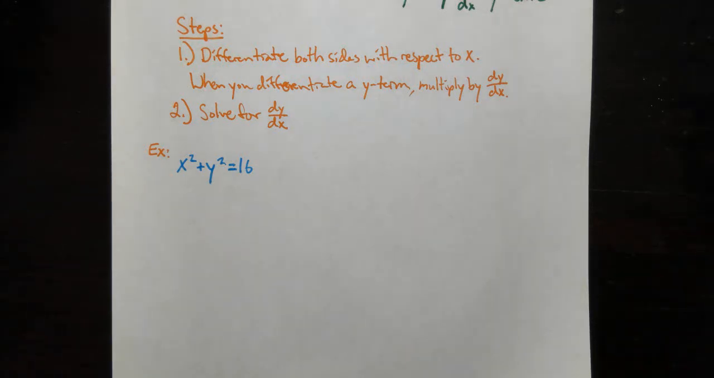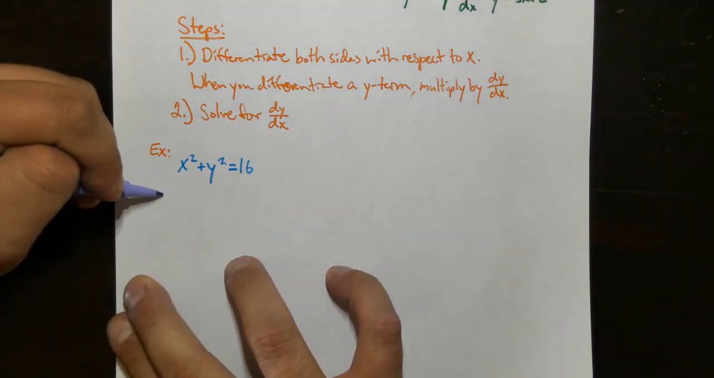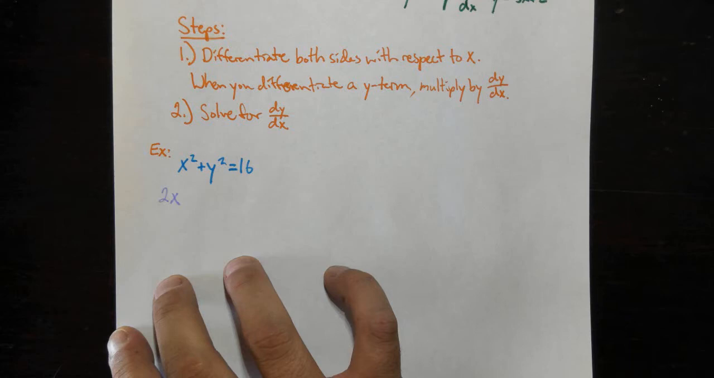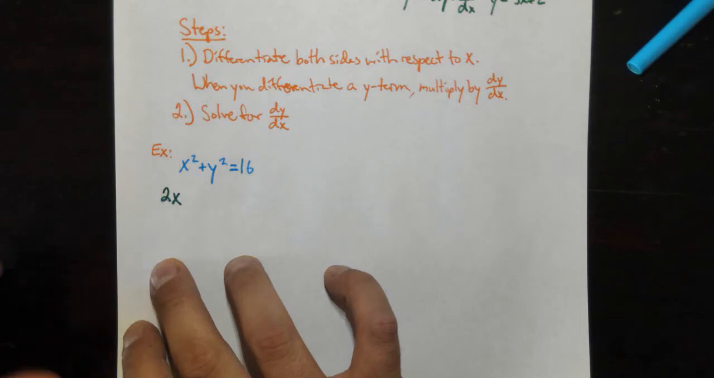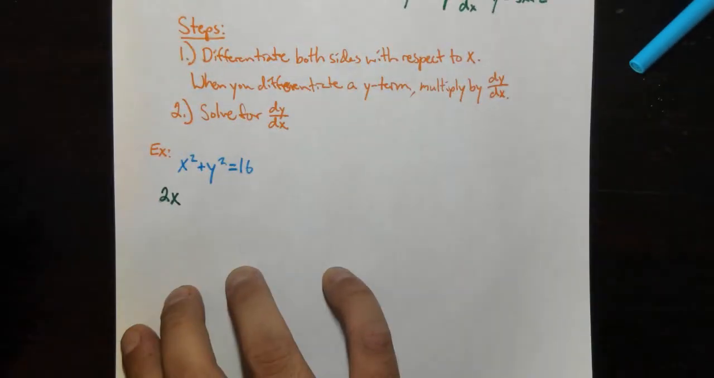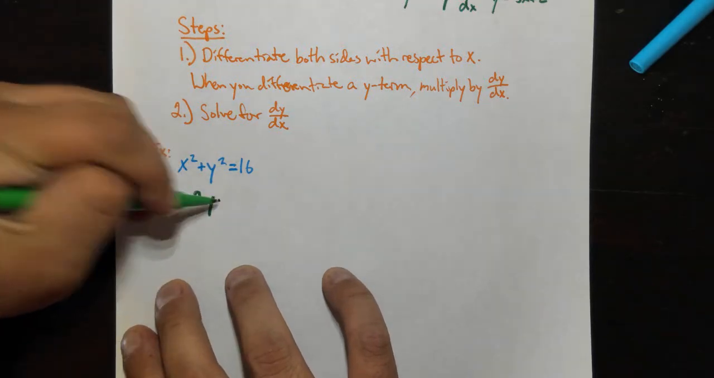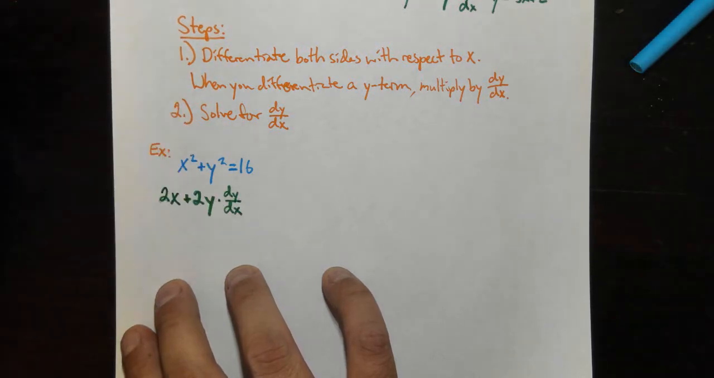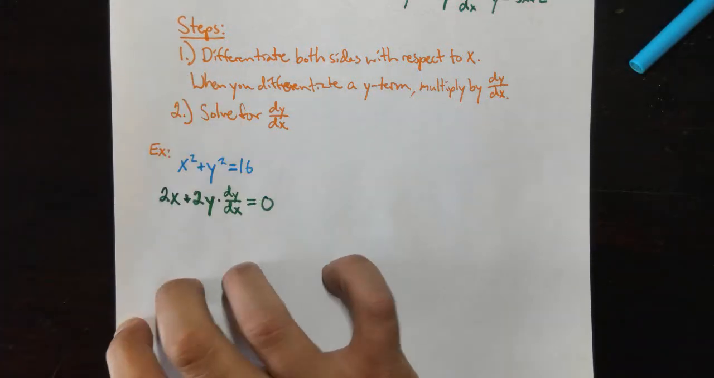So we're going to differentiate x squared, which becomes 2x. And now we need to differentiate y squared. Well, that's going to be plus 2y, but because it's a y, we need to differentiate that inside, so to speak. So we're going to have dy/dx, and then equals, and then 16 is just a constant, so the derivative of any constant is just 0.